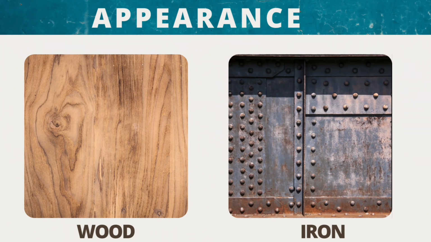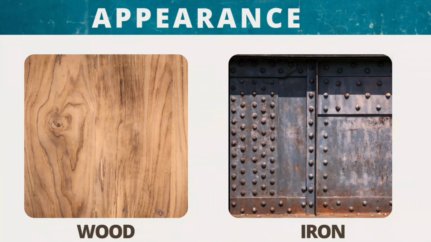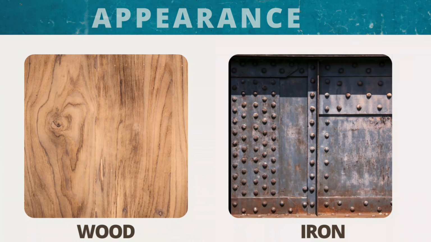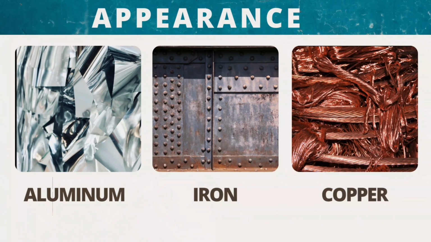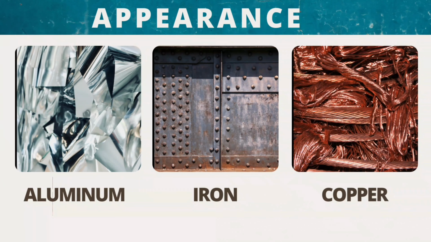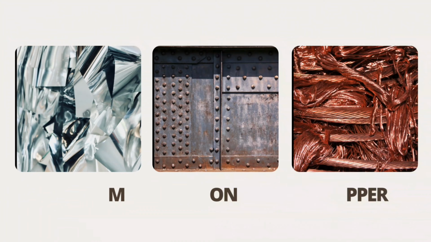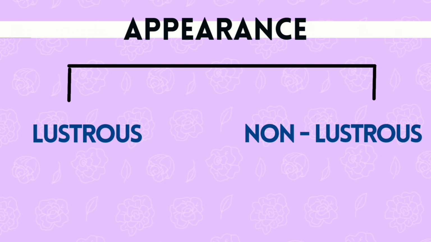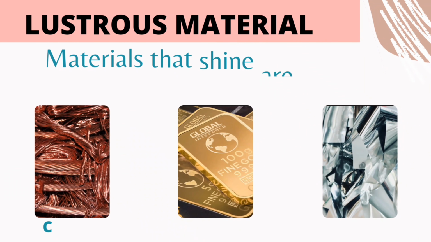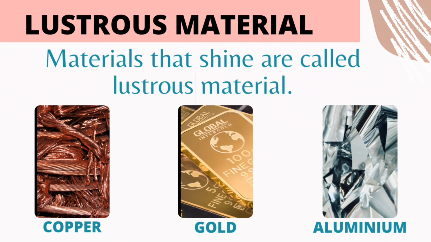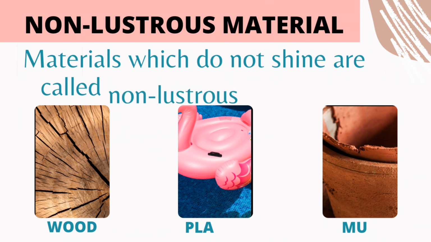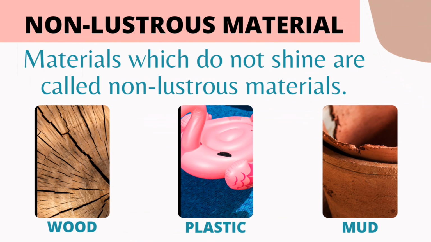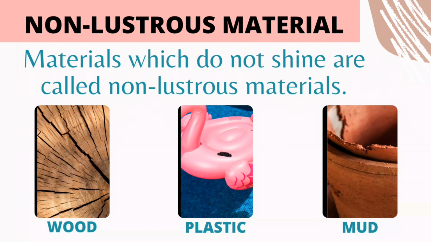Wood looks very different from iron, and iron appears different from copper or aluminium. At the same time, there may be some similarities between iron, copper, aluminium that are not there in wood. On the basis of appearance, materials are of two types, lustrous and non-lustrous. Lustrous materials have a shiny surface like copper, gold, aluminium, while the materials which do not shine are called non-lustrous materials like wood, plastic, mud.